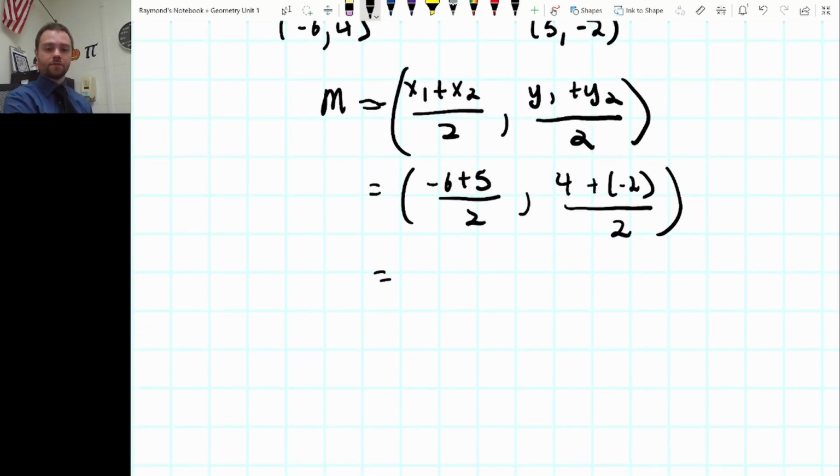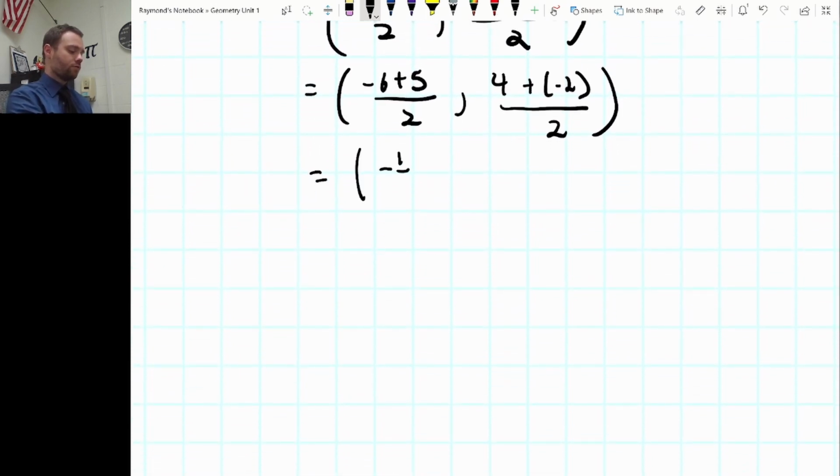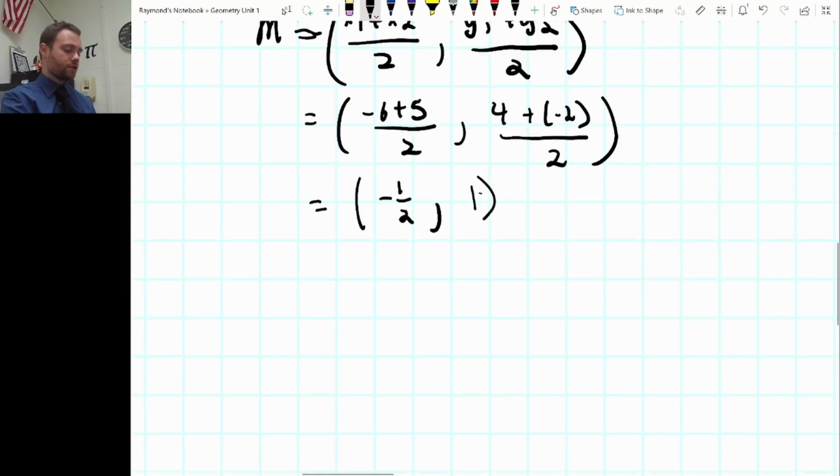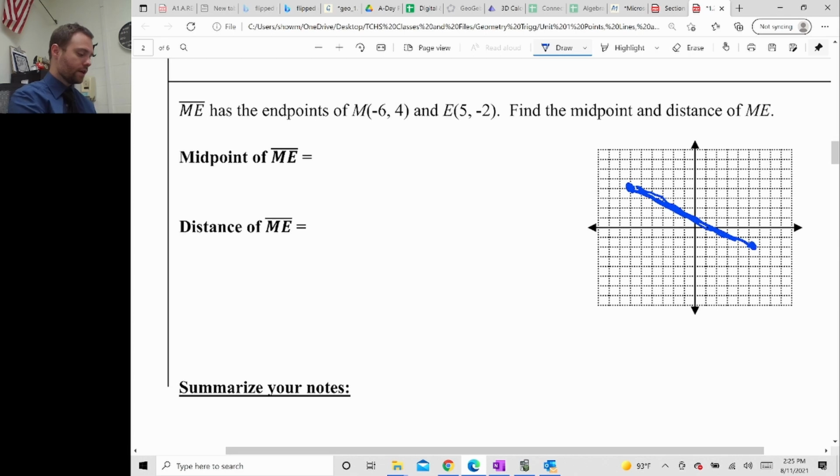So -6 plus 5 is -1 divided by 2, so it's going to be -1/2. And the next one is going to be 4 plus a -2, or 4 minus 2. So 4 plus a -2 is going to be 2. 2 divided by 2 is 1. So -1/2, 1. If I head back to that sheet, we know the midpoint now, and we can plot it. So I'm going to go left 1/2 and up 1. So -1/2, 1.